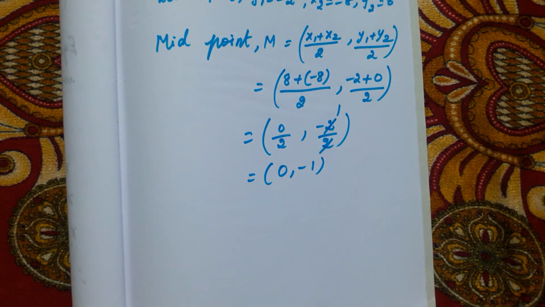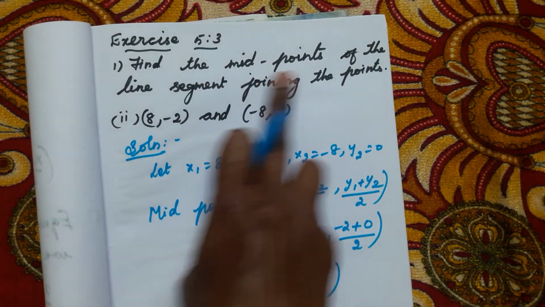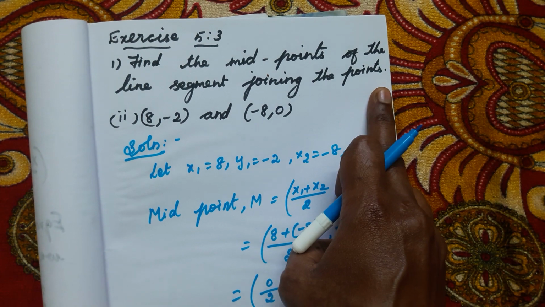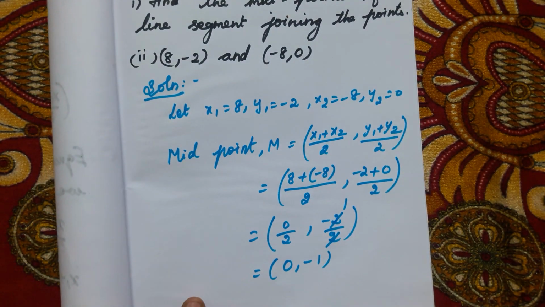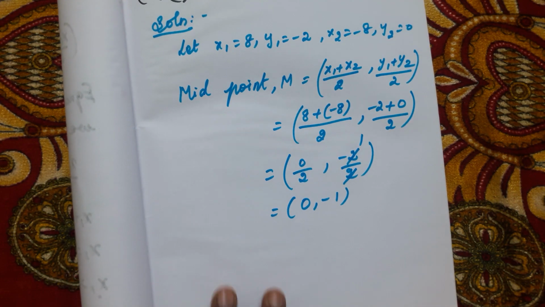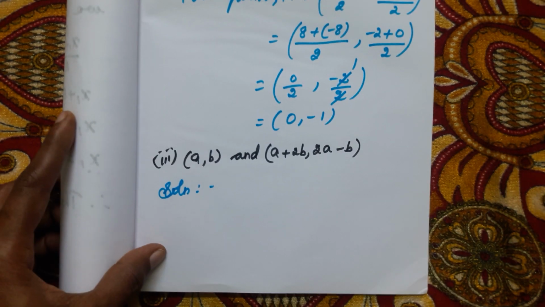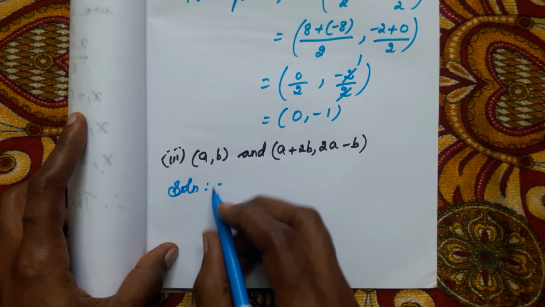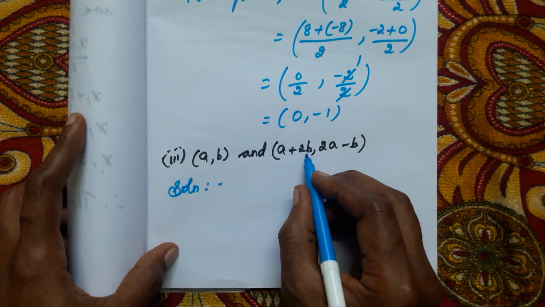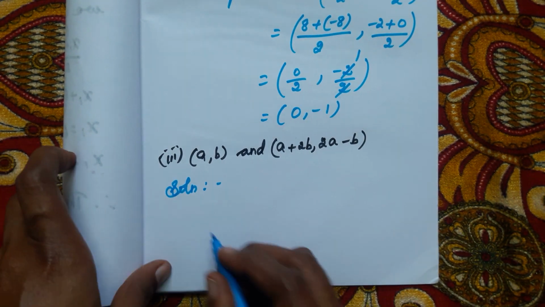Then the third problem. Now I am going to explain the third problem. Same first one, third problem. Find the midpoint of the line segment joining the points a comma b and a plus 2b comma 2a minus b. Listen here, the third problem: a comma b and a plus 2b comma 2a minus b. Here also we want to find out the midpoint.